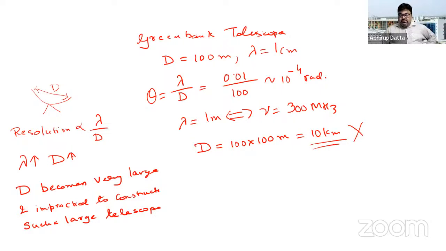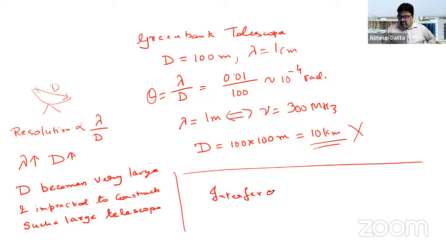So that was the reason why we need some different technique, a different method to go about doing this, because the resolution cannot be compromised. So what we introduced is something called an interferometer. So let's talk about that.